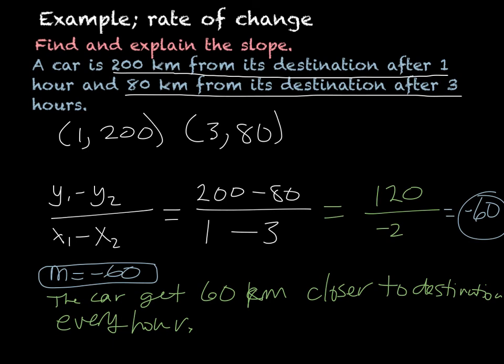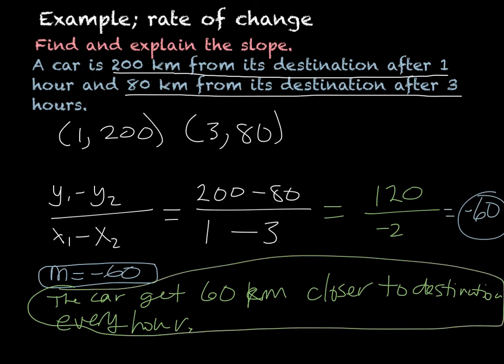Okay, or something like, with every hour, 60 kilometers closer, or 60 kilometers less to go, or anything like that is acceptable. Just explain what it means. Why is that the case? What can I do with that number?